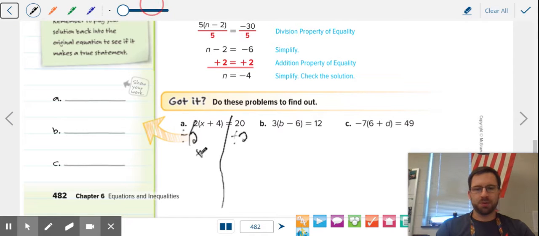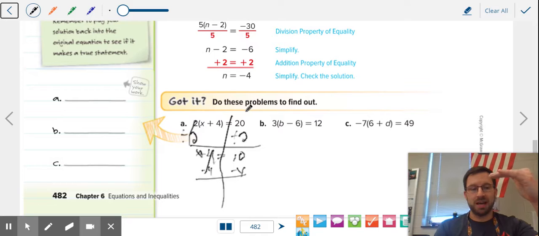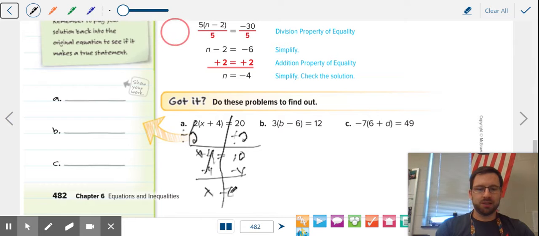This x plus 4 comes down. 20 divided by 2 is 10. Now the parentheses are gone. We don't really need them anymore. The opposite of plus 4 is minus 4. These are really not tough problems. You just have to understand you have to get rid of that times before getting rid of the addition, because parentheses really come last instead of right before multiplication. So x equals 6.